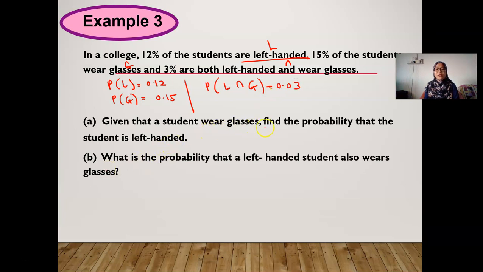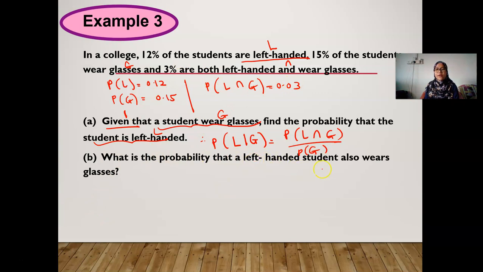Given that a student wears glasses, find the probability that the student is left-handed. Given that is the vertical line. Given that a student wears glasses, this is G. Find the probability that the student is left-handed, this is L. So P(L given G). You just use the formula P(L intersect G) over P(G). Substitute the values given.